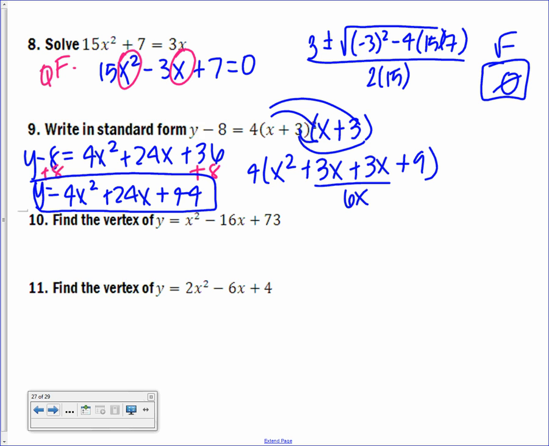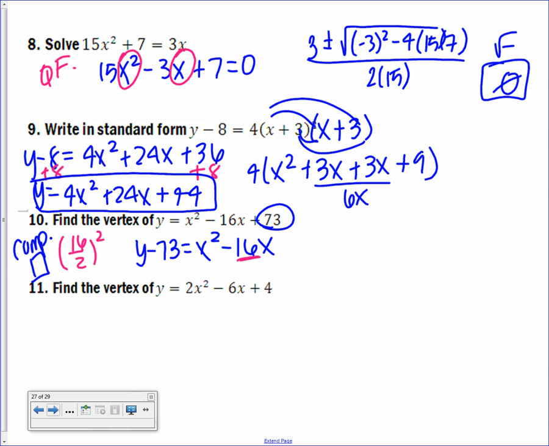Okay, number 10 says to find the vertex of that, which meant we completed the square. So this is complete the square. I know you didn't like this, but we'll try and remember anyways. First thing we're going to do is move this number at the end. So I'll have y minus 73 equals x squared minus 16x. The next thing I had to do is look at the number on my x. I had to divide it by 2, and then I had to square it, and that was the same for all of those. So 16 divided by 2 is 8, 8 squared is 64.